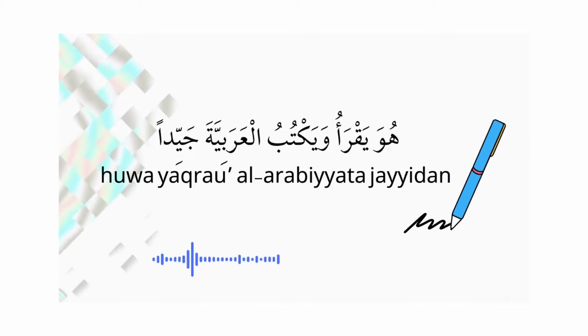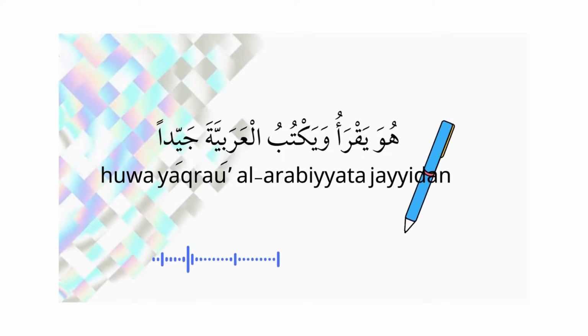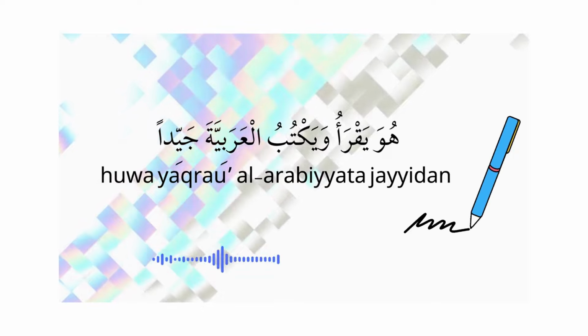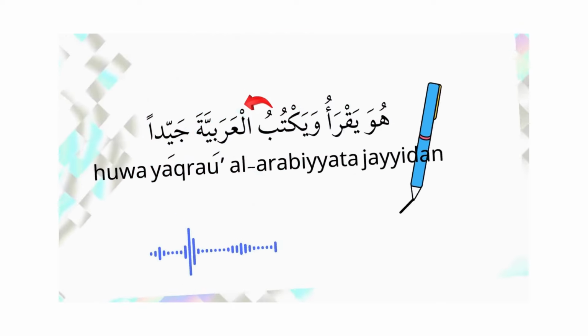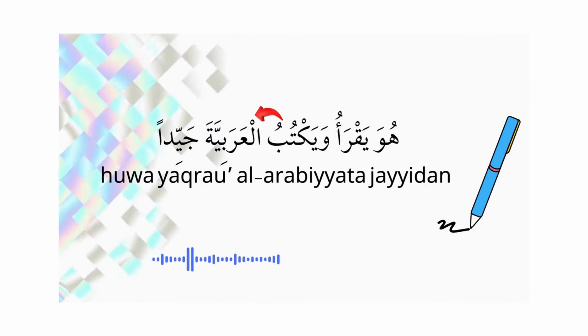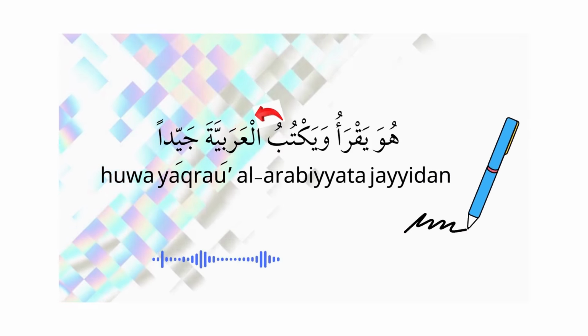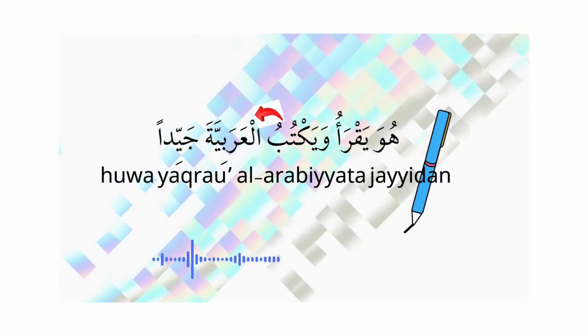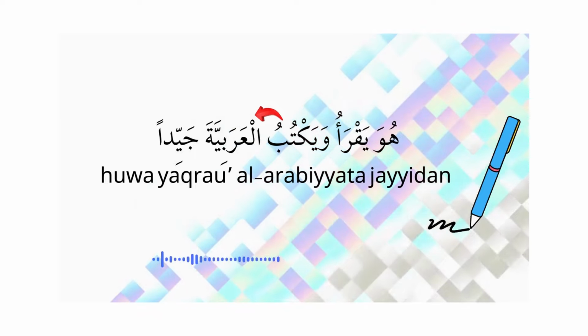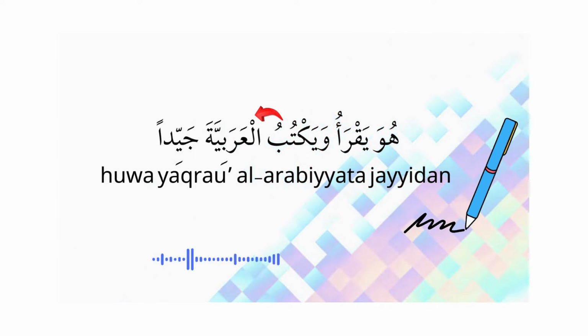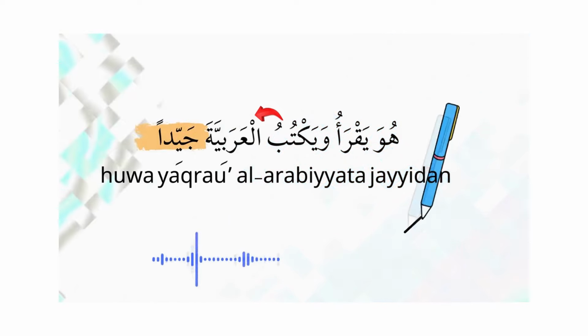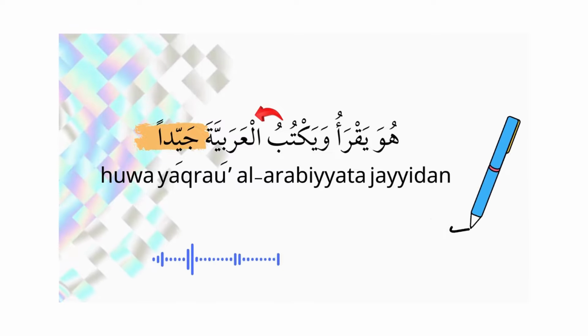Let's put now those two verbs that we practiced in a sentence. Listen carefully. هو يقرأ ويكتب العربية جيداً. And in this case, we have to hook the bu sound in the verb يكتب with the word after it. It turns to be like this. يكتب العربية. And the word جيدا means very well.